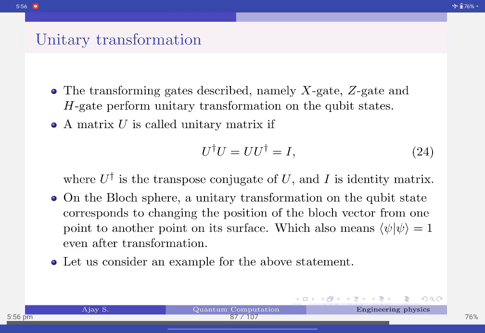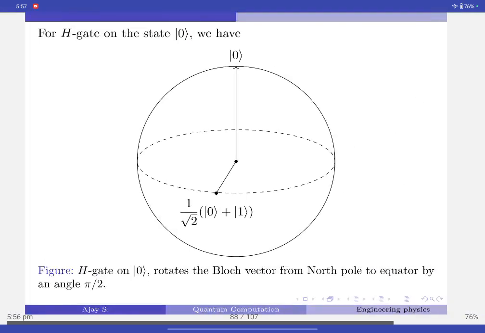On the Bloch sphere, a unitary transformation on the qubit state corresponds to changing the position of the Bloch vector from one point to another on its surface, which also means that the inner product or the normalization condition, bra psi ket psi, is equal to 1 even after the transformation. The length of the vector is constant even after the unitary transformation. Now let us consider an example for the above statement.